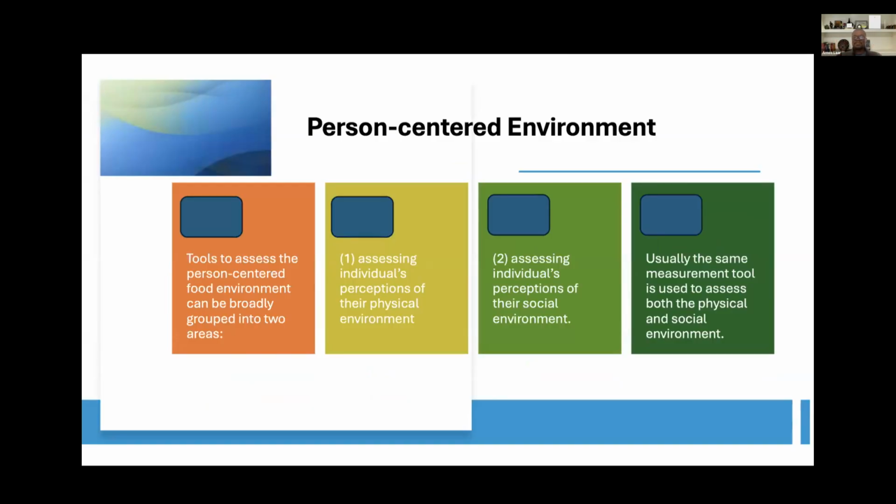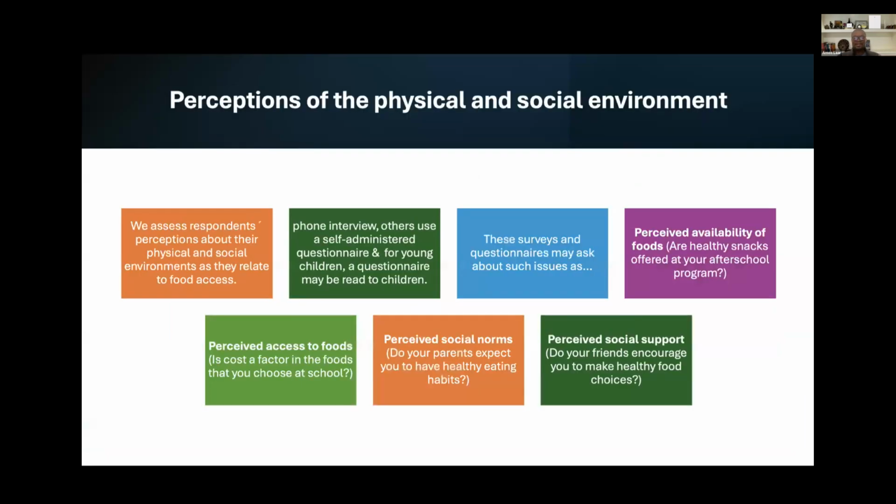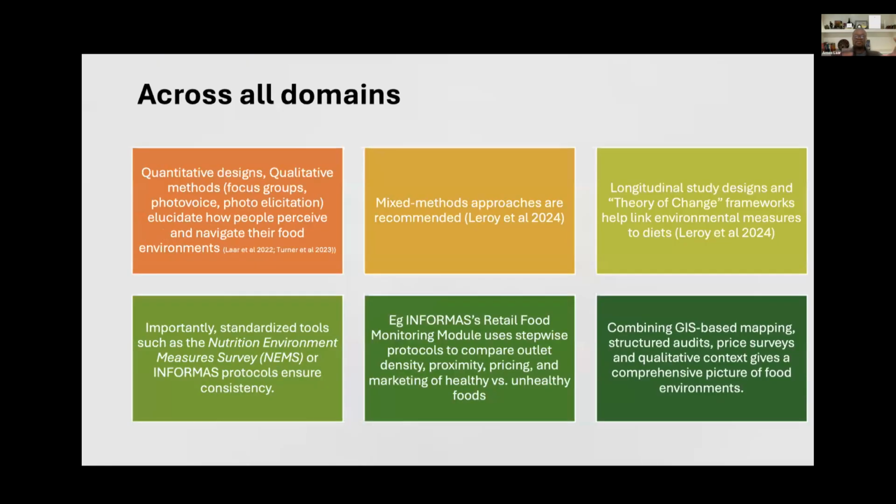Again, here you could assess individuals' perceptions of their physical food environment, their perceptions of their social food environment. And usually the good thing is that the approaches that we use and the approaches that Professor Ho has presented, we can use the same approaches for the social food environment, physical food environment, and then the person-centered. Yes. And so these are different approaches that can be used, but I want to move on to talk about other approaches that we can use, not specific to a domain, but across domains.